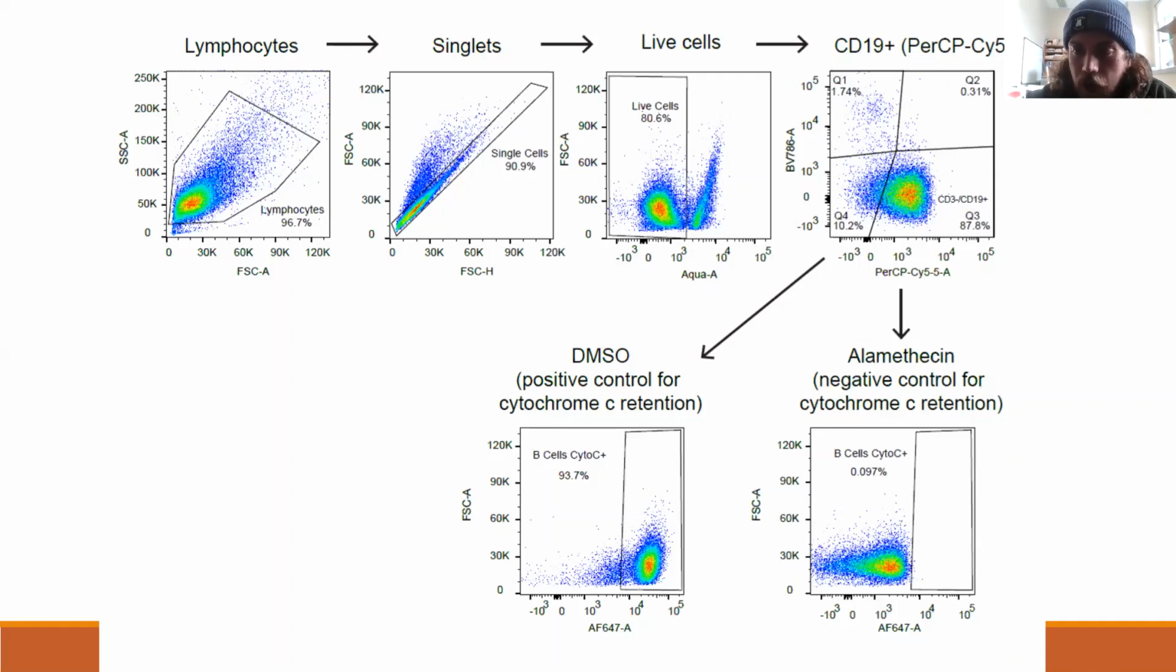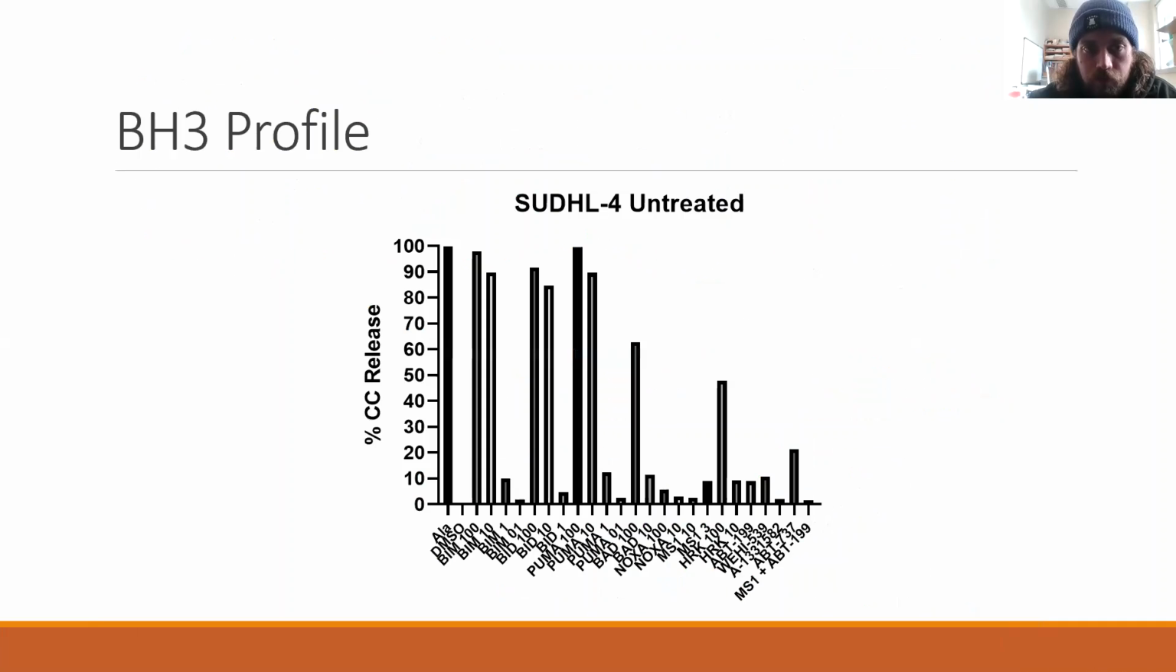L-methazine, opposite. So our negative control for cytochrome C retention. You can see here that everything is left shifted because there's no cytochrome C in the cell. So it's 100% cytochrome C release. And then because DMSO is our positive control for retention, we tend to normalize our samples after getting all the FACS analysis to the DMSO sample.